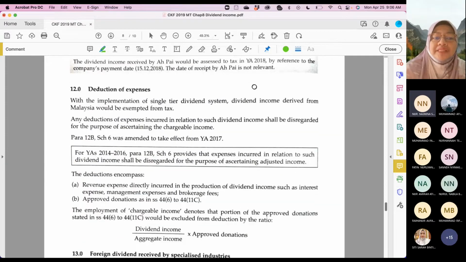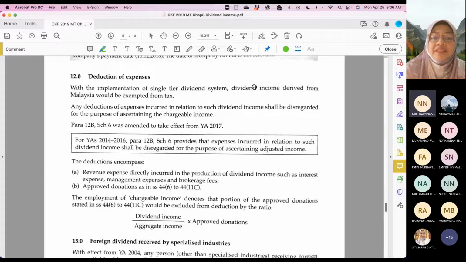All right, deduction of expenses. With the implementation of the single tier system, dividend income derived from Malaysia would be exempted from tax. So it's very easy. Whenever you have dividend from a Malaysia resident company, because of the single tier, you put exempt or final.